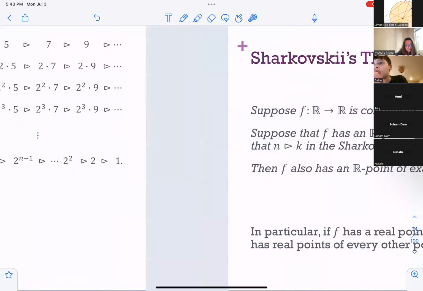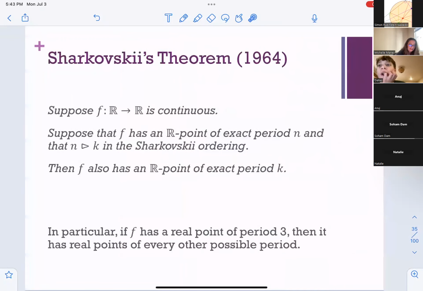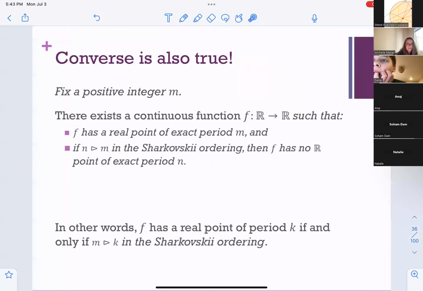So I think that this is just an incredible statement. And I'll just point out that there is also a converse. I'm not going to talk about the converse because it's not really about polynomials, but I can cook it up. If you hand me a number m, like 67, I can cook up a function that has a real point of exact period 67. And for everything bigger, it has no point of that period, but by the theorem, it has points of every smaller period.